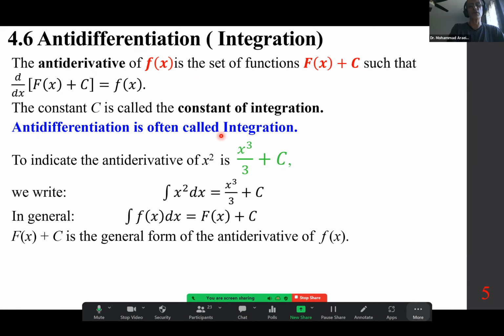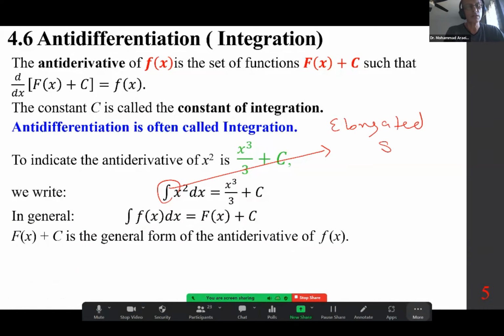Antidifferentiation is often called integration. To indicate the antiderivative of x squared is x cubed over 3 plus c, we write it in this fashion. This is the integral sign. The integral of x squared dx is x cubed over 3 plus c. Or the integral of lowercase f of x dx is capital F of x plus c. Capital F of x plus c is a general form of an antiderivative of f of x. This is an elongated s. It's an s.